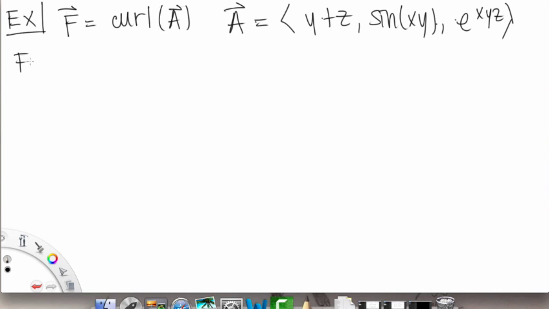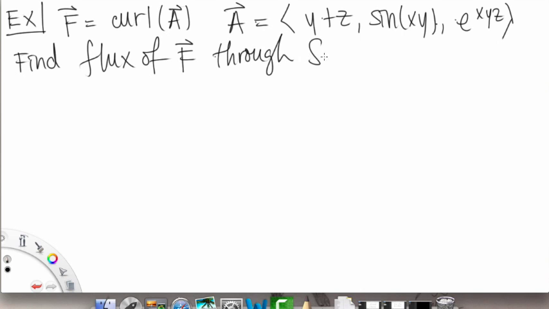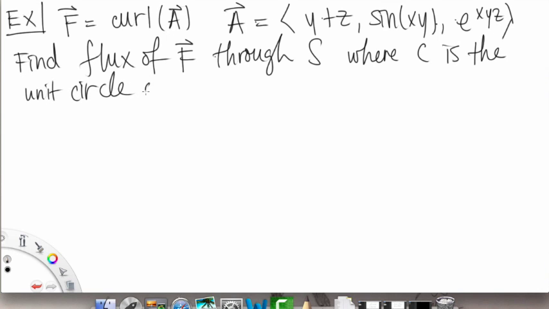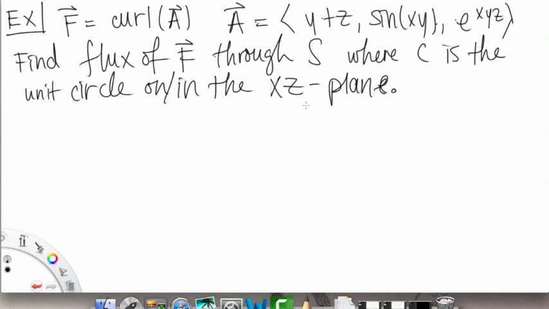So what we're supposed to do on this one is it tells us to find the flux of F through S, where C, and I'll draw a picture to supplement this, where C is the unit circle on or in the x, not xy plane, but the xz plane. Okay, they threw in a little twist here. So this is what they give us, as well as a picture.